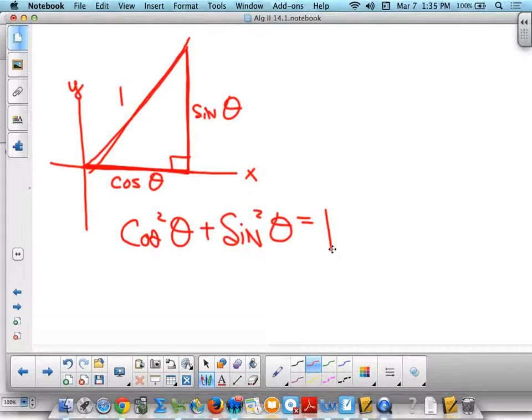If you don't get what I'm saying, what I'm trying to tell you is this. If I did cosine of 50 degrees squared plus sine of 50 degrees squared, guess what I'd get?